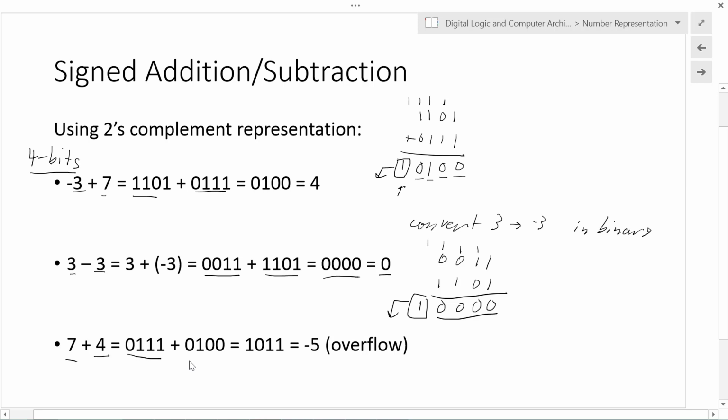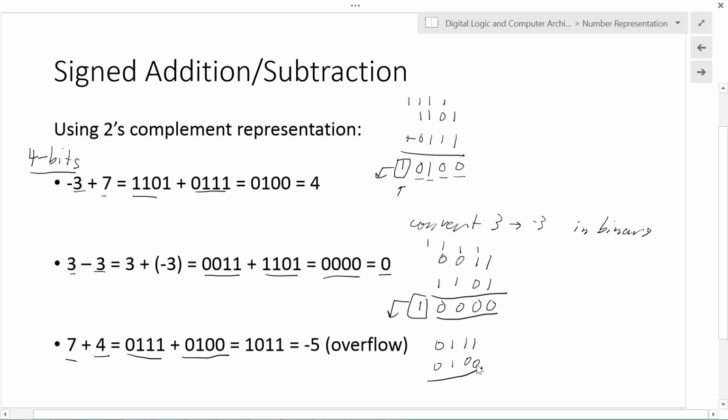This is binary for 7, binary for 4. I leave that as an exercise to you to verify that these numbers are correct representations. If you don't believe them or you feel a little shaky, I encourage you to try converting them. So 7 plus 4.